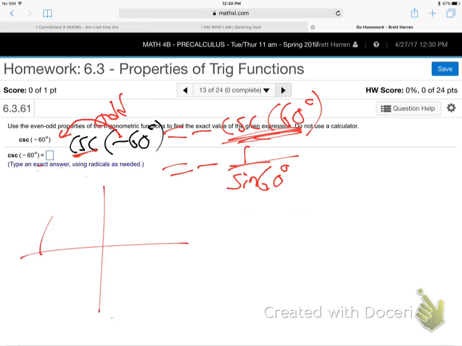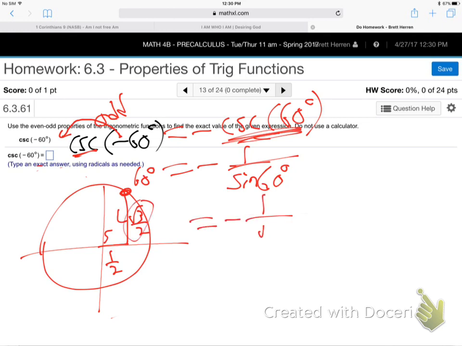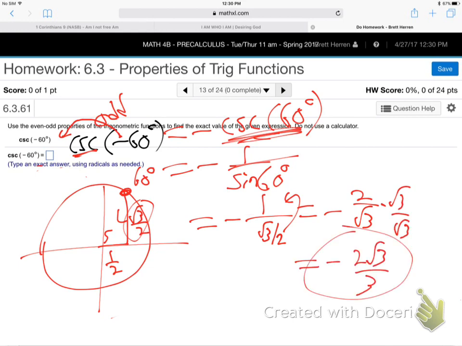Unit circle. 60 degrees is up here. It's over a little bit, over a half, up a lot, up root 3 over 2. So the y is the sine, root 3 over 2. So it's negative 1 over root 3 over 2. Flip it up: negative 2 over root 3. Can't leave a root in the bottom. Multiply top and bottom by root 3: negative 2 root 3 over 3. Good on that? We found the cosecant of a negative angle.